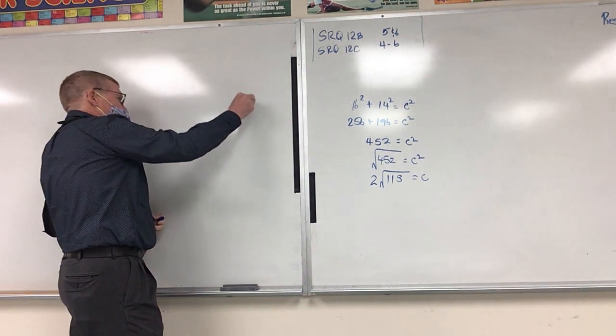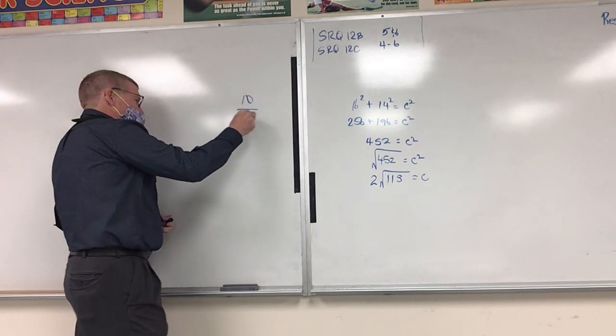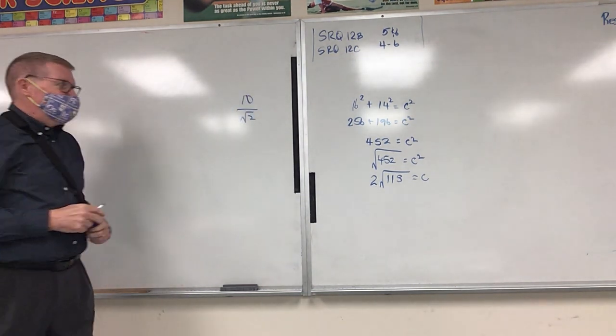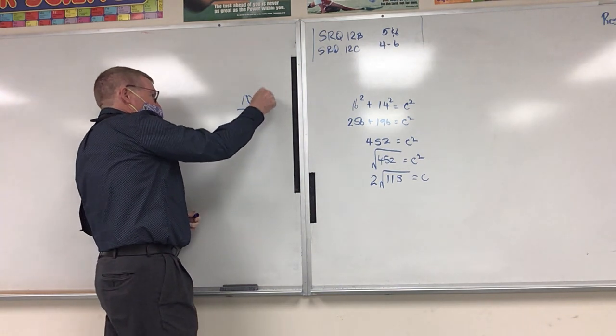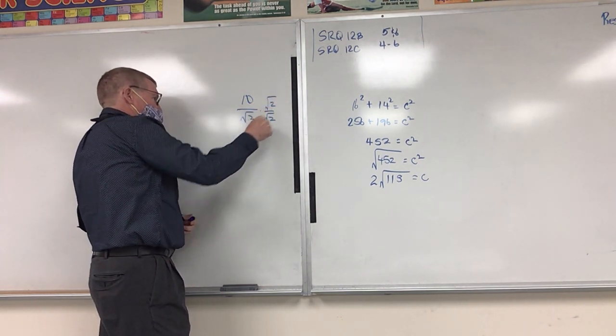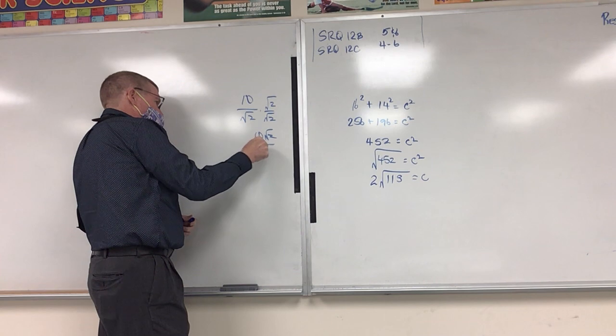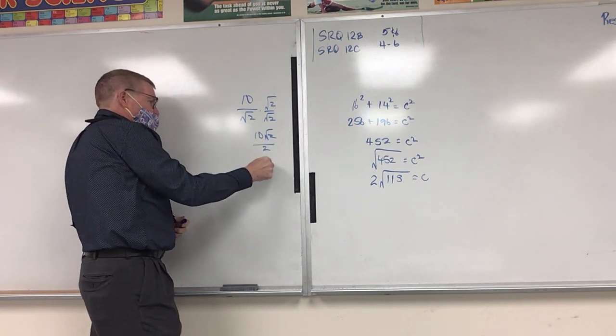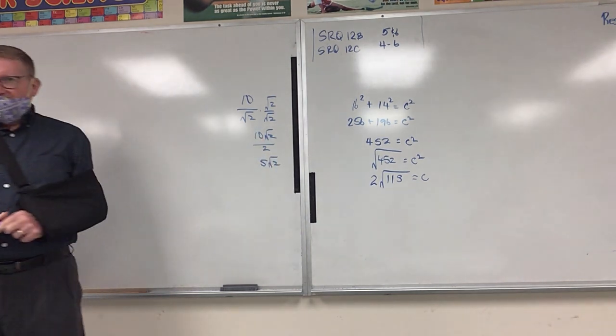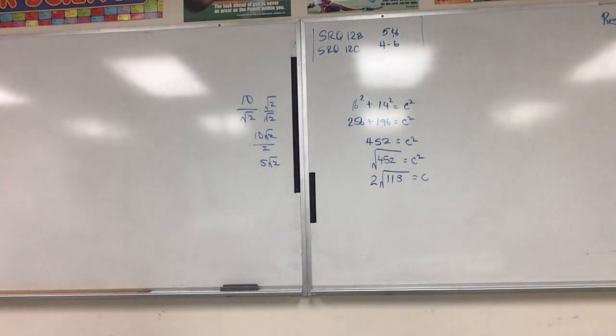All right, so 10 divided by square root of 2, and we need to make sure that we rationalize the denominator by multiplying by the square root of 2 on top and the bottom. 10 square root of 2 over 2, therefore it cancels out. We get 5 square root of 2.